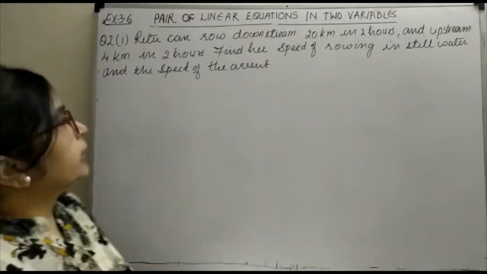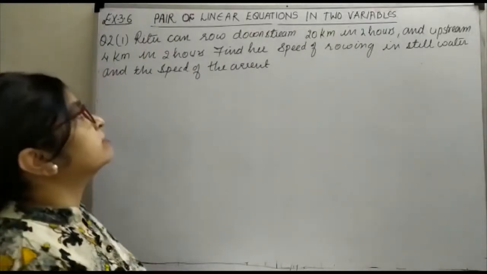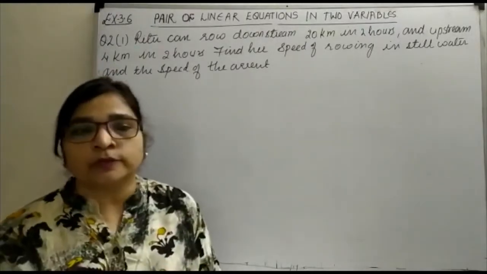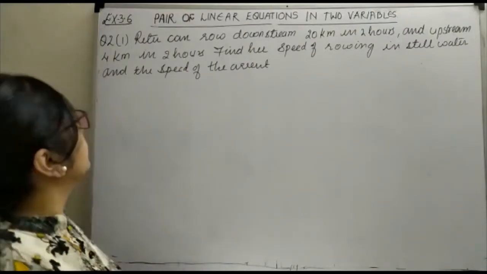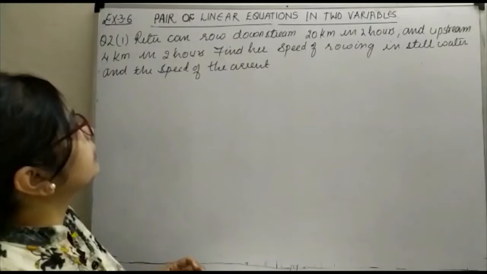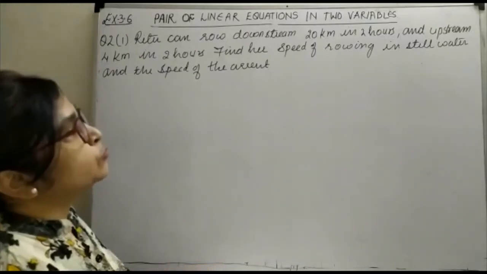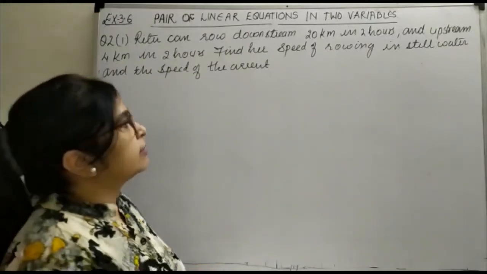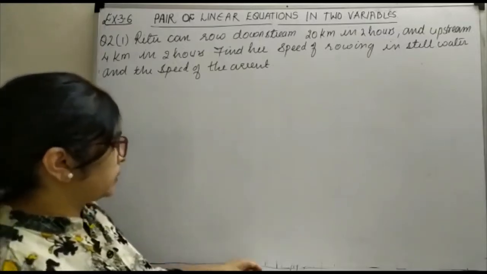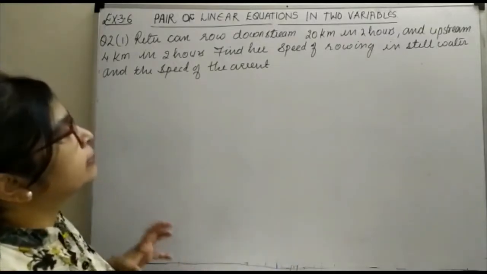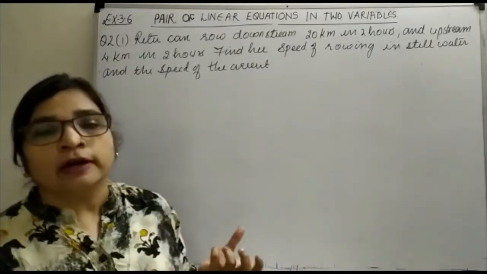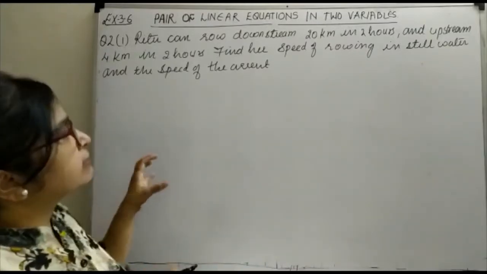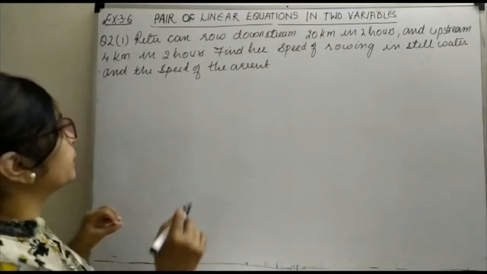Hello everyone. Today in pair of linear equations in two variables we are going to see the question related with the reducible word problem. Let us see here. It's given that Ritu can row downstream 20 km in 2 hours and upstream 4 km in 2 hours. Find her speed of rowing in still water and the speed of the current. So what is asked? We'll start our solution from there only.